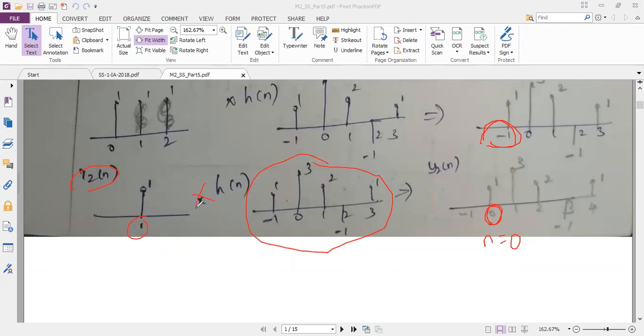So x2 of n multiplied with h of n, if you see the diagram, since the x2 of n amplitude is 1, the same values will be repeated if you take the product. So you should start from n equal to 0 and continue. It will go up to 4. Please copy down fast.